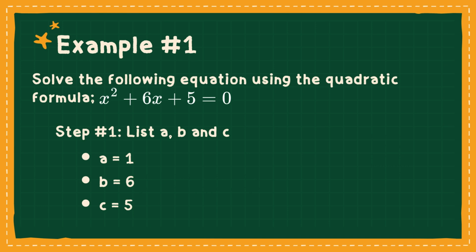So let's go into step number 1. Step number 1 states to list A, B, and C. Remember, A is the coefficient of x squared, B is the coefficient of x, and C is the number by itself. Remember, whenever you see a letter by itself, it means that the number in front of it is 1. So in this case, A equals 1, B equals 6, and C equals 5. So that's step number 1 cleared.